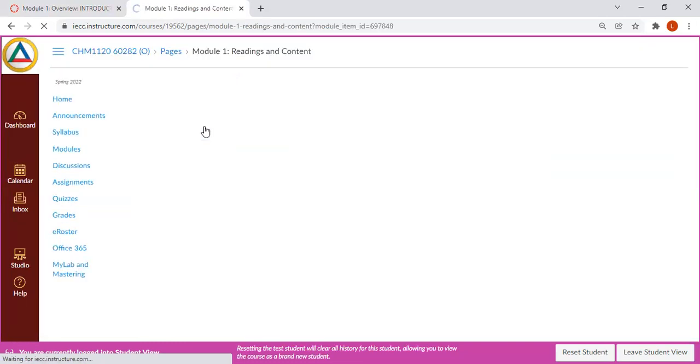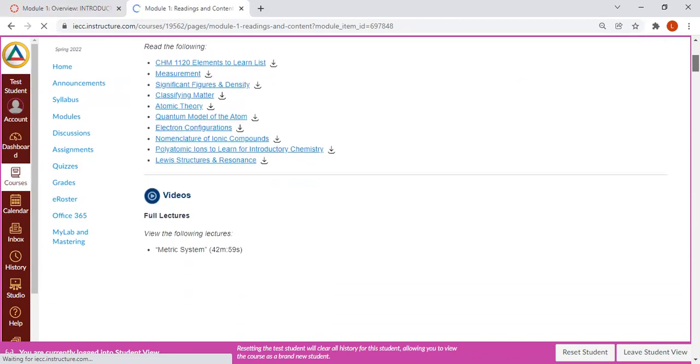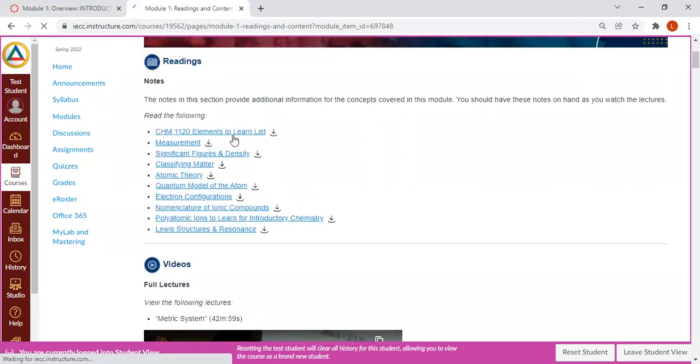So module 1, readings and content. These are the files. These are notes that I have made. So these are the elements that you need to learn. You download this file. It tells you these are the elements you need to learn, their names and their symbols. That's what elements quiz number 1 is going to be about. It'll be, element blank has the symbol Ca, and then you would fill it in.